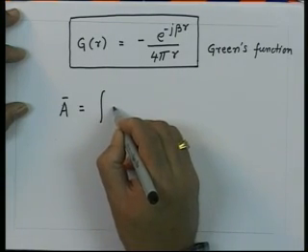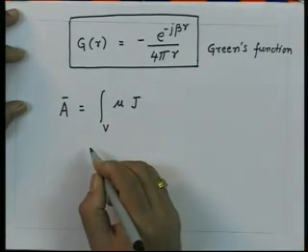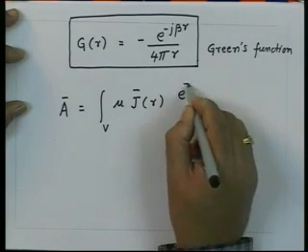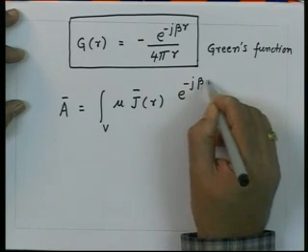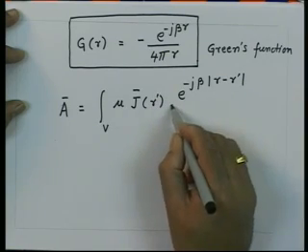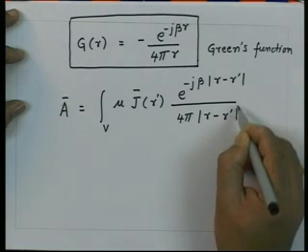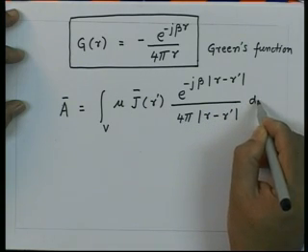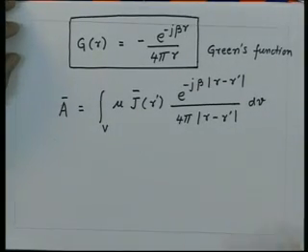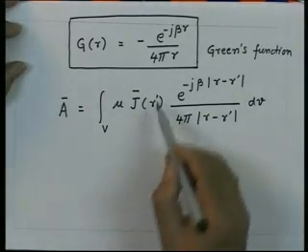the convolution over the volume of j(r prime) e to the power minus j beta |r minus r prime|, divided by 4 pi |r minus r prime|, into dv prime, integrated over the volume. So, this is the convolution integral, where r prime denotes the location of the current.